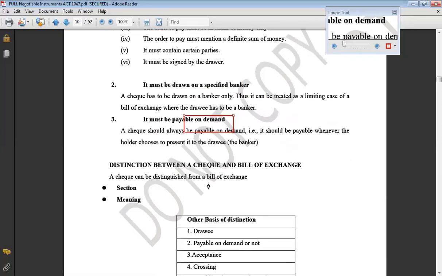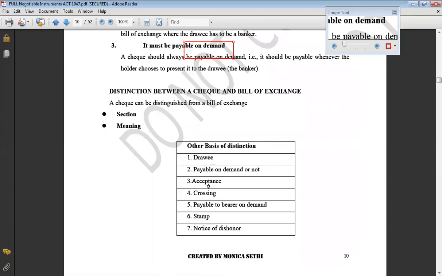Now coming to difference between check and bill of exchange. So first difference, section 5 and 6. Second difference, their respective definitions or meaning. Other differences, drawee. In case of check, drawee will always be a specified banker. It is not so in case of bill of exchange. Payable on demand or not. Bill of exchange may or may not be payable on demand, but the check will always be payable on demand.